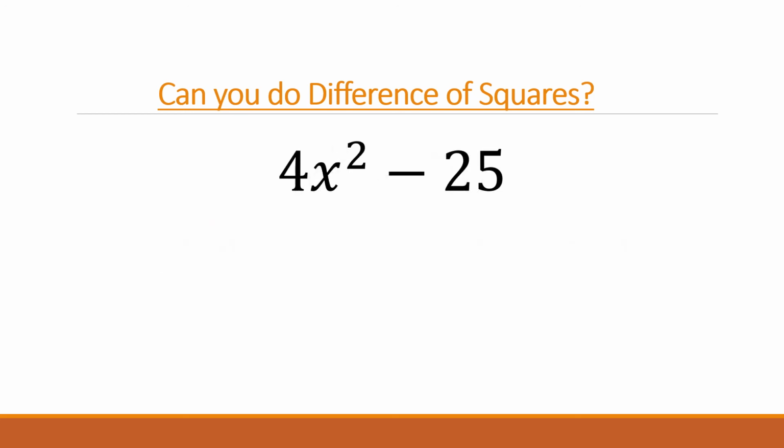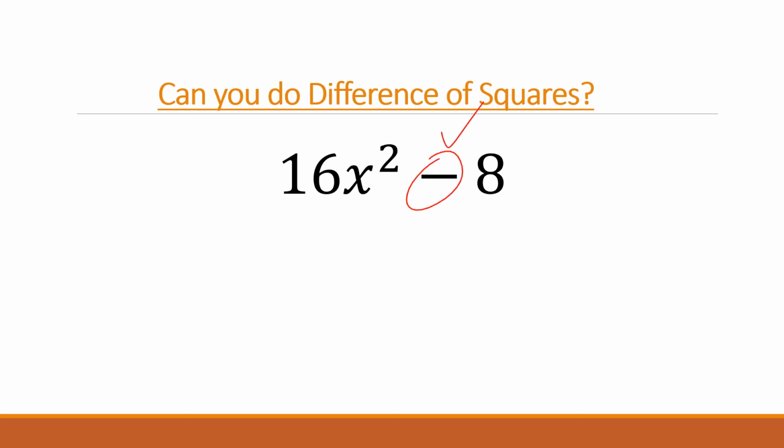One or two more for you. Again, is it a difference? Yes. Are these both perfect squares? So it factors to 2x minus 5, 2x plus 5. Last one here. In this case, again, difference, yes. Of squares, so 16, yes, is a perfect square. X squared, yes. 8, no. 8 is not a perfect square, okay?